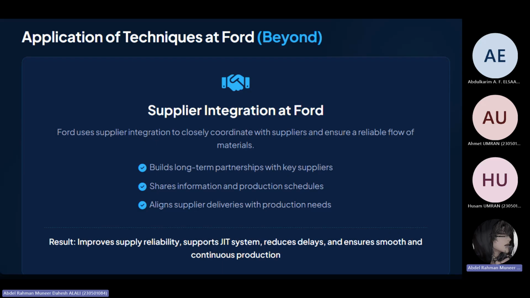In addition, Ford shares important information such as production schedules and demand forecasts. This allows suppliers to prepare in advance and deliver materials exactly when they are needed. Another important point is that supplier developers are aligned with production needs, which helps avoid delays, shortages, or excess inventory. This level of coordination is especially important for supporting just-in-time systems, where timing is important.